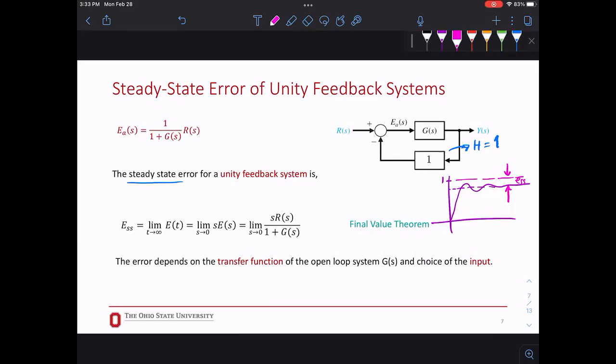So we are trying to find that out. So that's the steady state I'm trying to figure out. We want it to be 0, right? That's ideal. Or we want to minimize it. So in order to minimize something, first you need to know what it is.